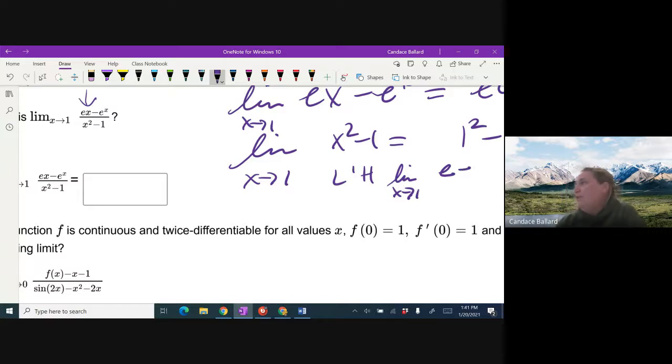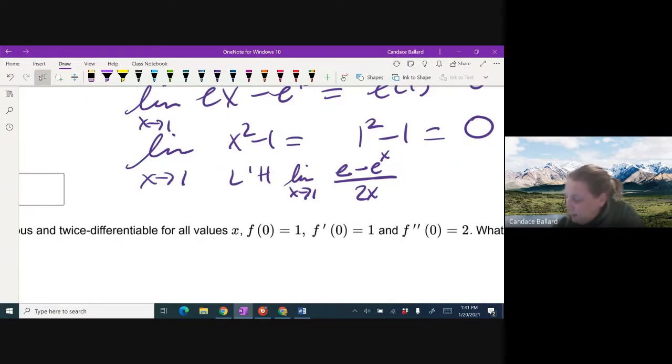Minus, what's the derivative of e to the x? Tell me that in the chat. Derivative of e to the x. We haven't practiced that one in a while. All right, it's e to the x. Excellent. And then the derivative of x squared minus 1 would just be 2x.